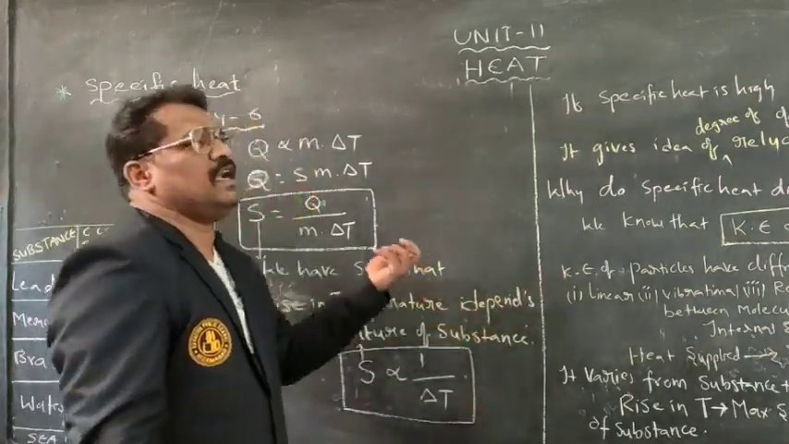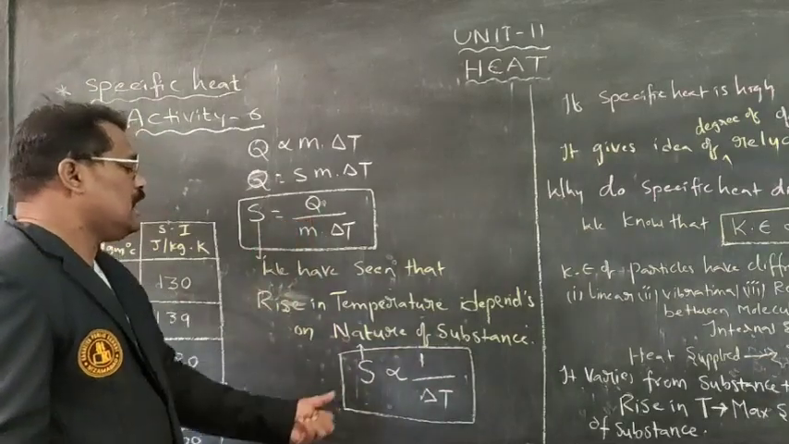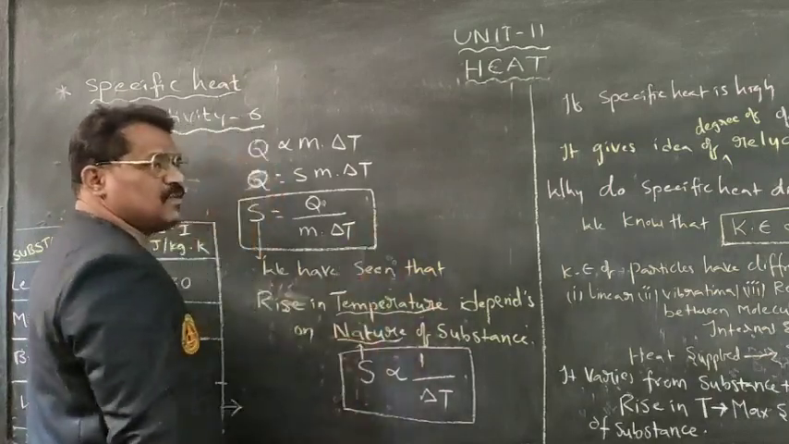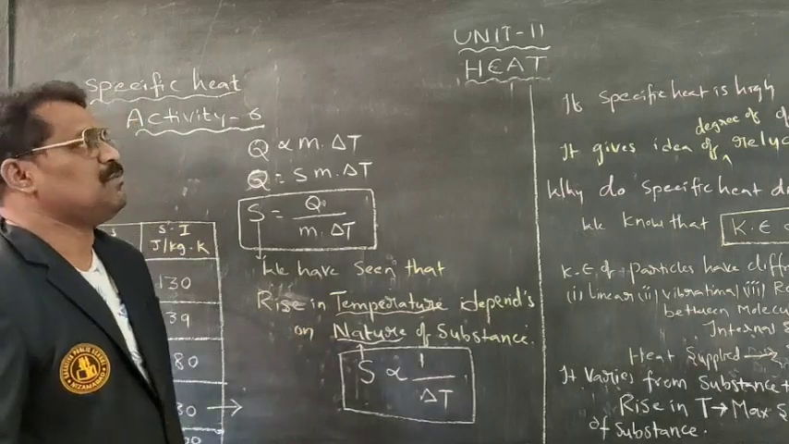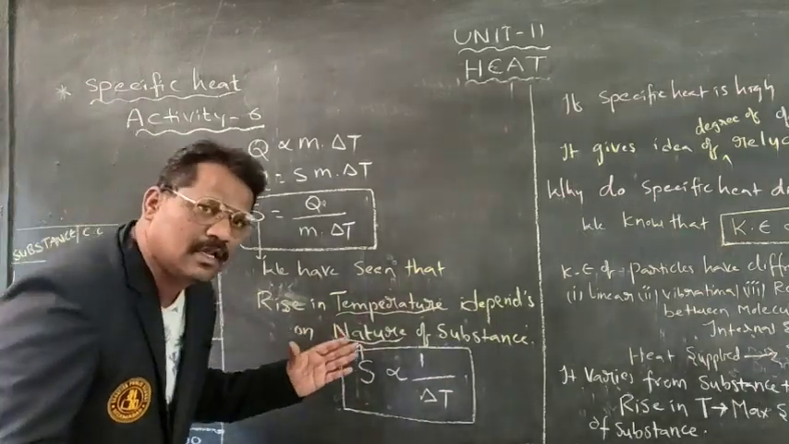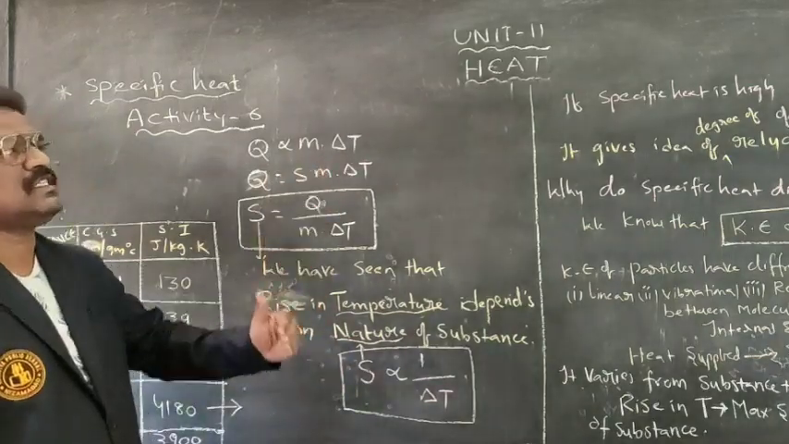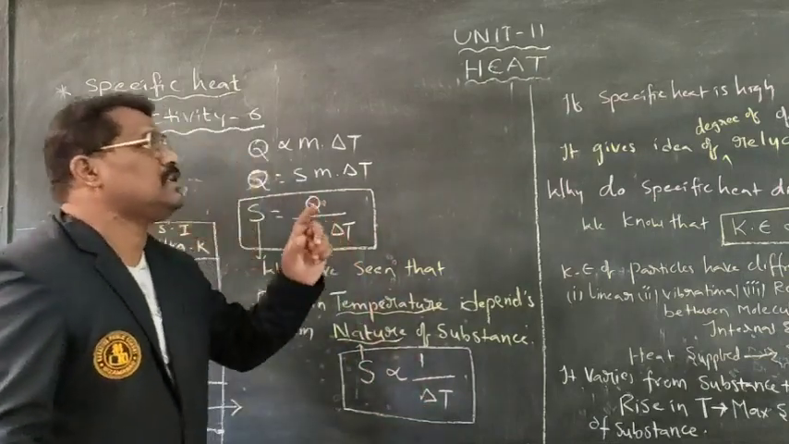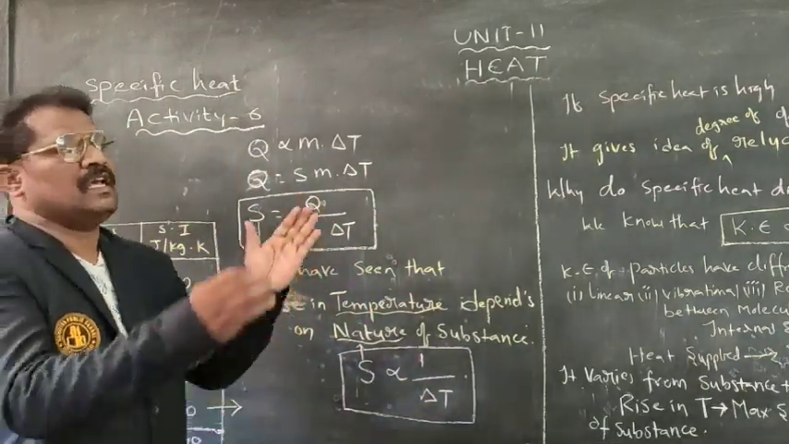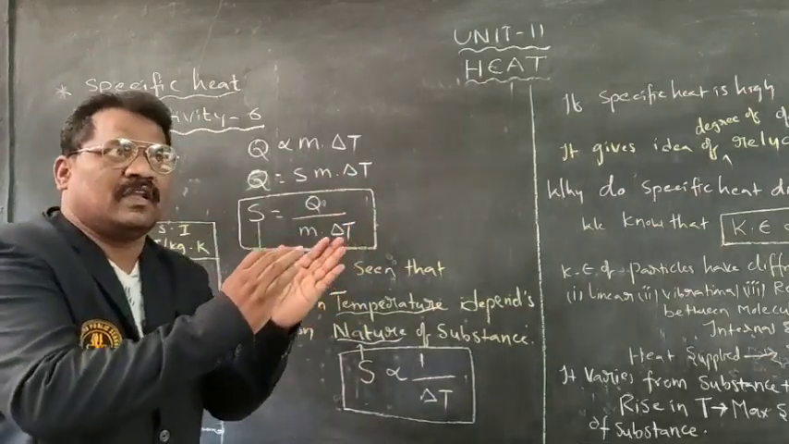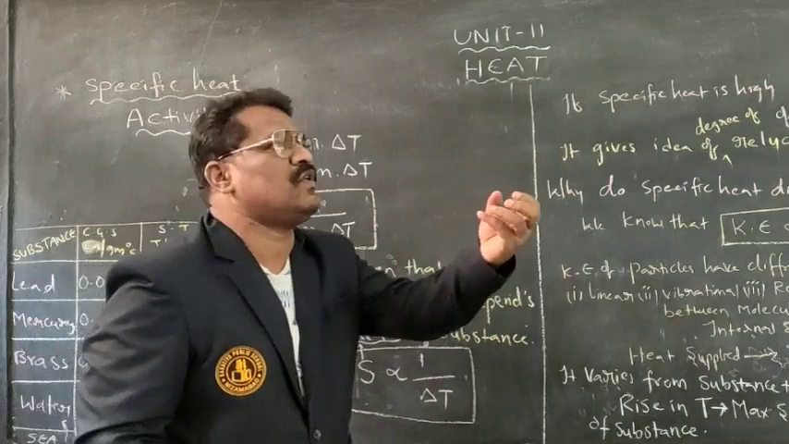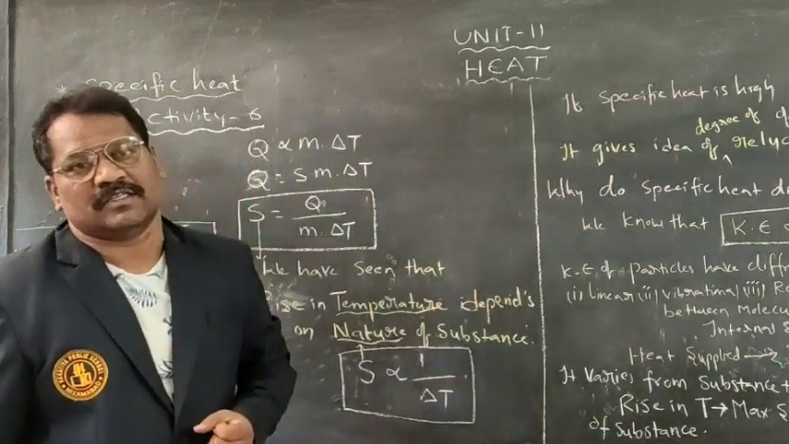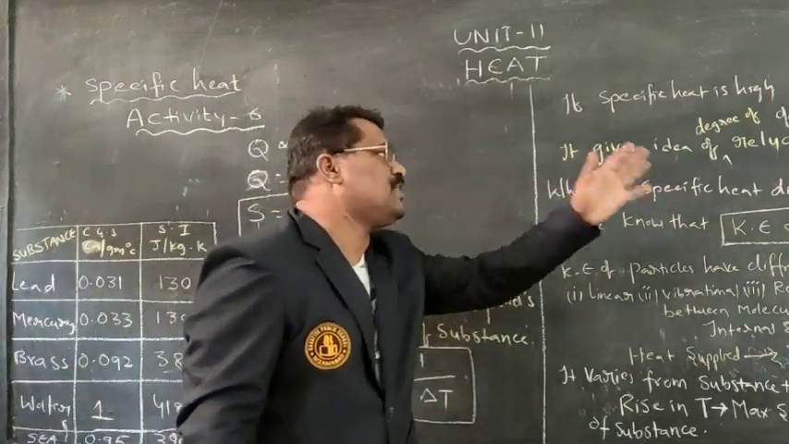And also, if you frame a relationship here for the specific heat of a substance, as we are dealing with the temperature as well as nature of substance, it is inversely proportional to temperature. By this we understood clearly that if specific heat of a substance is high, the rate of rise or fall of temperature will be low. By this we can see one idea. That idea is that it gives an idea of degree of reluctance. What does it mean? It is nothing but being unwilling to do something.